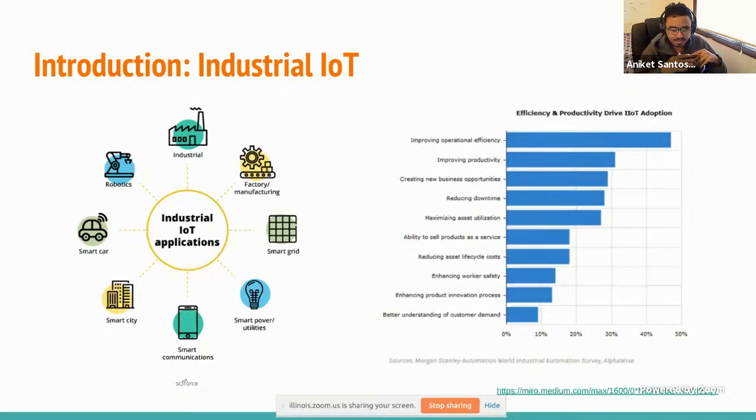As you can see on this chart on the right-hand side, there is improved operational efficiency, improved productivity, and it also enhances the entire end-to-end workflow chain of the business itself, because you don't need human labor to do mundane tasks, which can be automated by sensors themselves. So industrial IoT has been on the rise, I think, since the last few years.